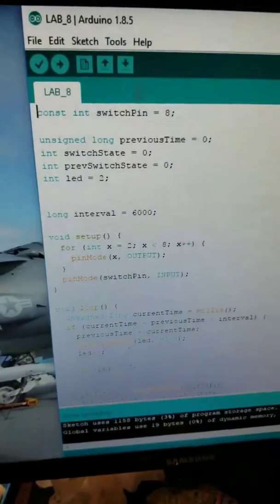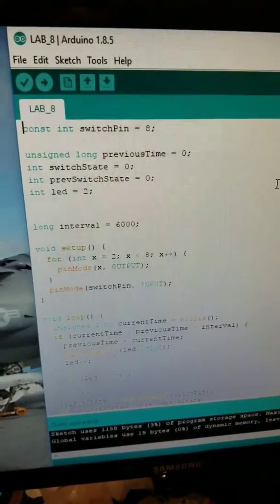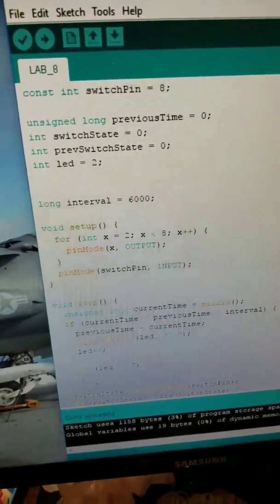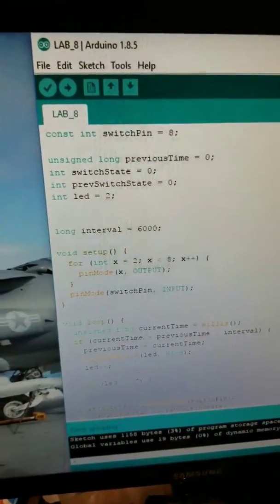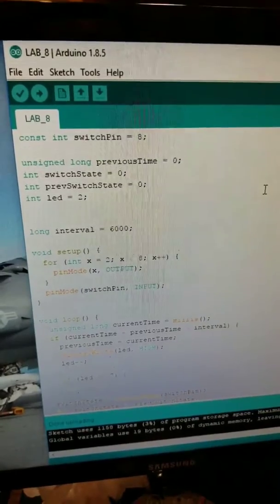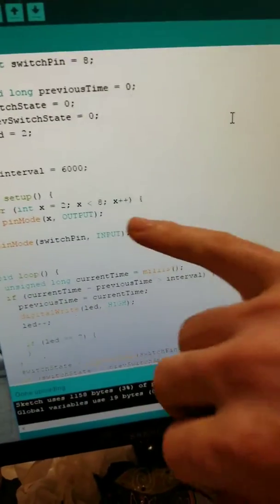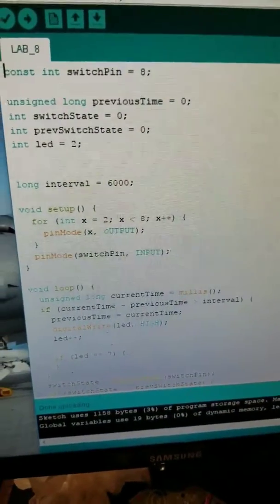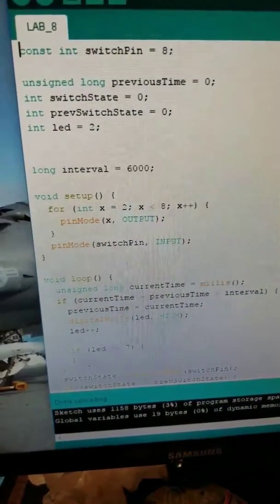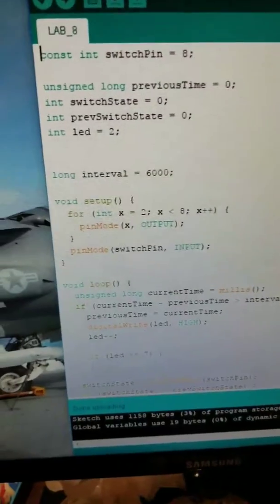Alright, so in the beginning we designated some constants. Our switch pin for that input is coming out of pin 8 going to our tilt switch. Then we have several outputs, and our interval is there, which I shortened to a convenient 6 seconds, not a whole hour, or 10 minutes in between.